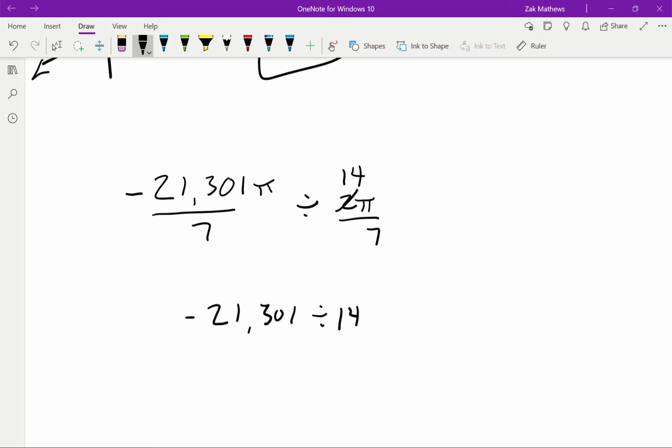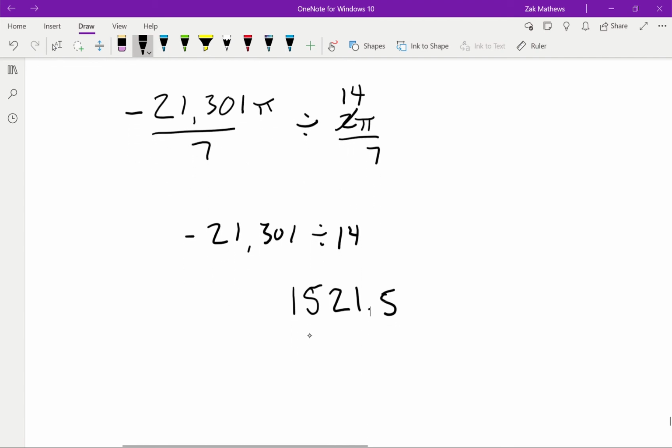21,301 divided by 14. And we get 1,521.5. And so what this tells me is there are 1,521.5 rotations till I get back up to the positive. So I'm actually going to round this up this time, 1,522 rather. I would do it in just a second where I round down. The last one I rounded down.